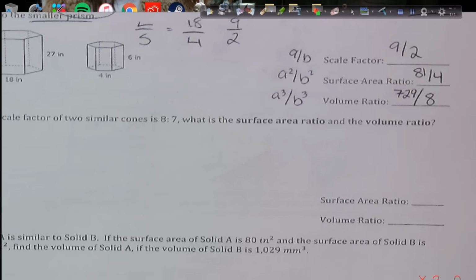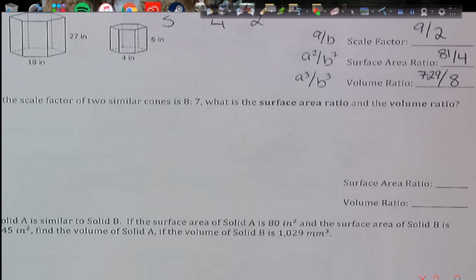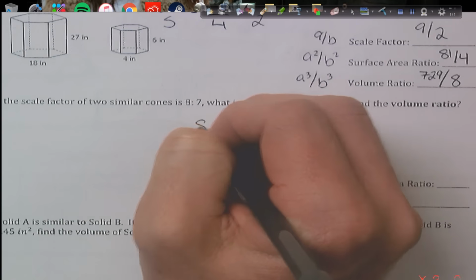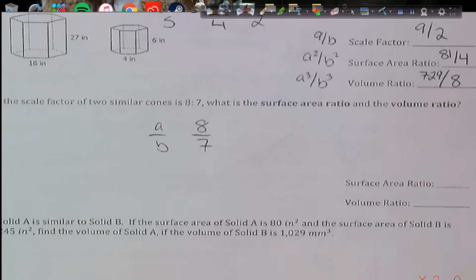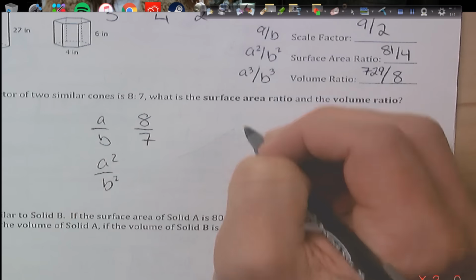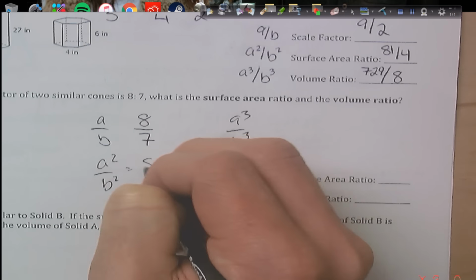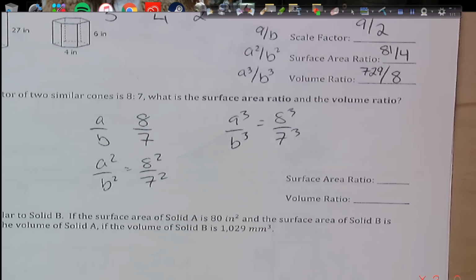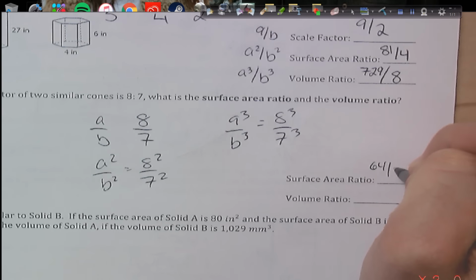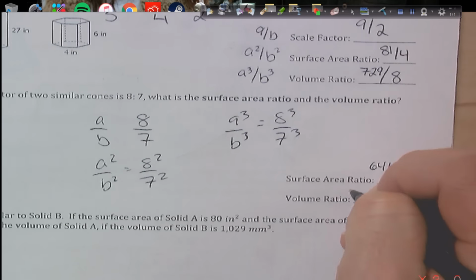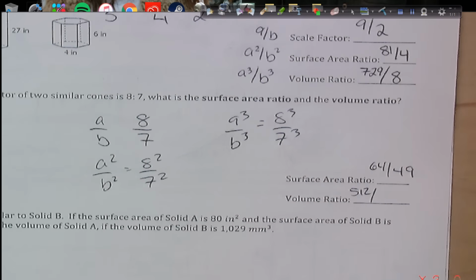Okay. Looking at this next one, the scale factor of 2 similar cones is 8/7. What is the surface area ratio and the volume? Well, if 8/7 is our scale factor, we just have to do the same thing we just did in the last problem. So I need to square them and cube them. Okay, and again, if you don't know what the squares of them are, I know squares off the top of my head. That one's pretty easy. Cube, not as easy for me. So I got 512, and it looks like I got 343. Okay.